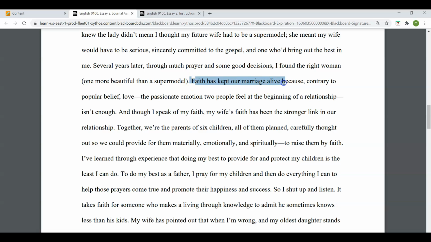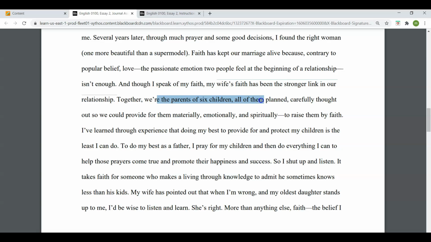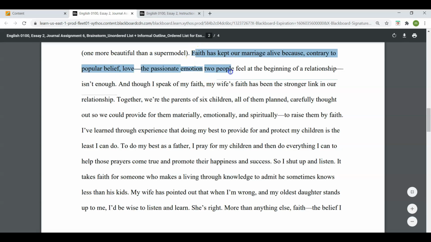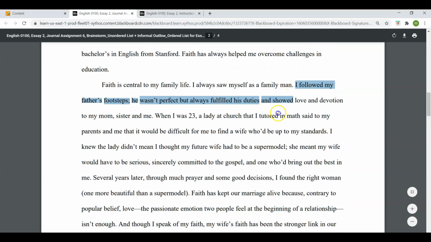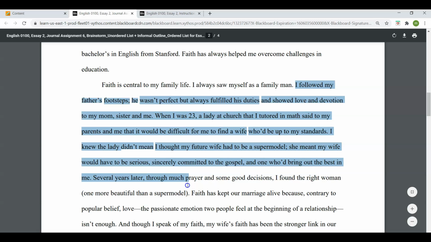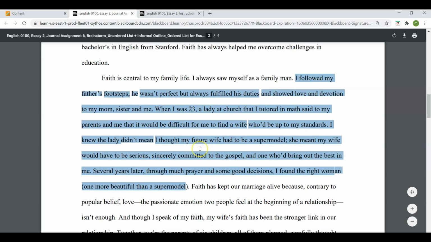Faith has kept our marriage alive. And by the way, I'm not sure it's a story actually, because it doesn't have to be. Sometimes you can say, this is what I do, without telling a story about it. Faith has kept our marriage alive because contrary to popular belief, the initial passion isn't enough. And though I speak of faith, my wife's faith has been the strongest, stronger than mine. Together we're the parents of 6 kids. We raised them by faith. Notice none of it is a story. You don't need to write stories. I write stories when I have a little experience, more like anecdotes, and I tell it briefly. I don't give every single detail just to prove my point.